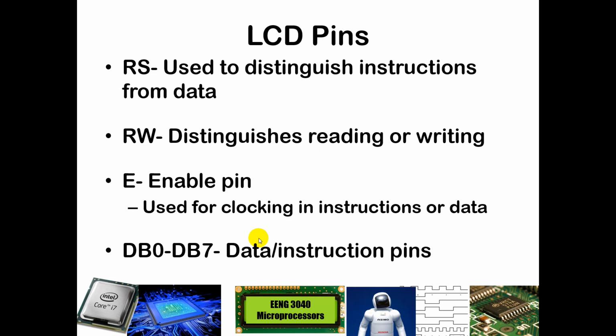So, as mentioned, just to summarize, RS is used to distinguish whether we're talking about instructions or data. RW distinguishes whether we're reading or writing, and the enable pin is the clock, and our data and instruction come in on an 8-bit register, DB0 through DB7. Now, this is not the same as port D or port B. Do not be confused as to how those are connected. We'll talk about the hardware in just a moment.